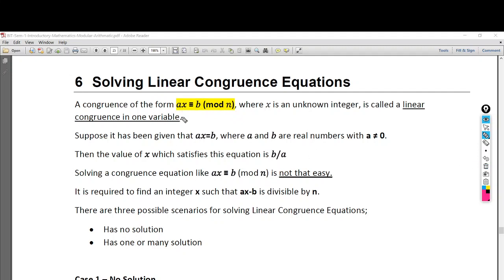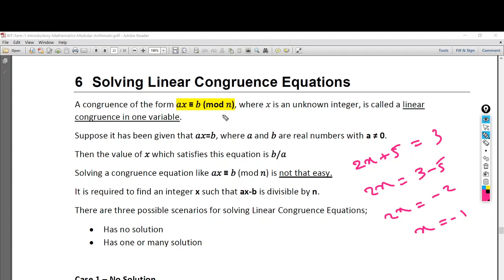Again, the issue is when you are given something like 2x plus 5 equal 3, of course you can say 2x equal 3 minus 5, 2x equal minus 2. Then you can divide by 2 and say x equal minus 1. But unfortunately, in congruence equations, we can't divide. Of course, we can add the same value, we can subtract the same value, we can multiply by the same value. But we can't divide.